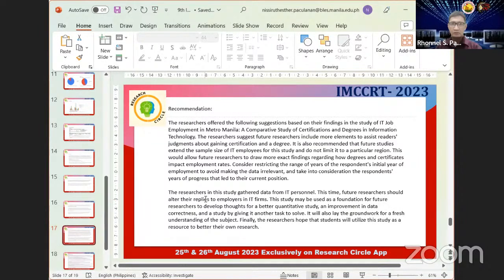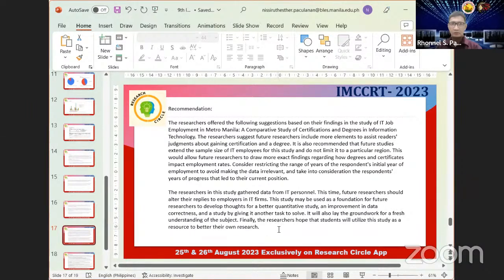Consider restricting the range of years of the respondents' initial years of employment to avoid making the data irrelevant, and take into consideration the respondents' years of progress that led to their current position. The researcher in this study gathered data from the IT personnel. This time, future researchers should alter their respondents to employees in IT firms.